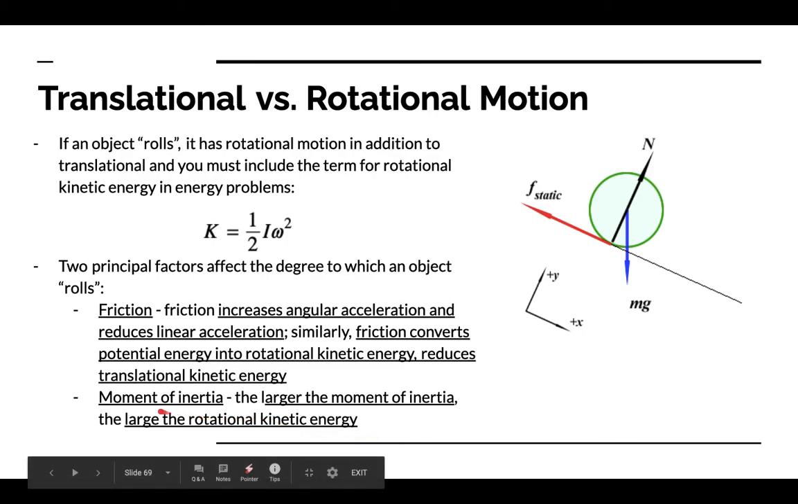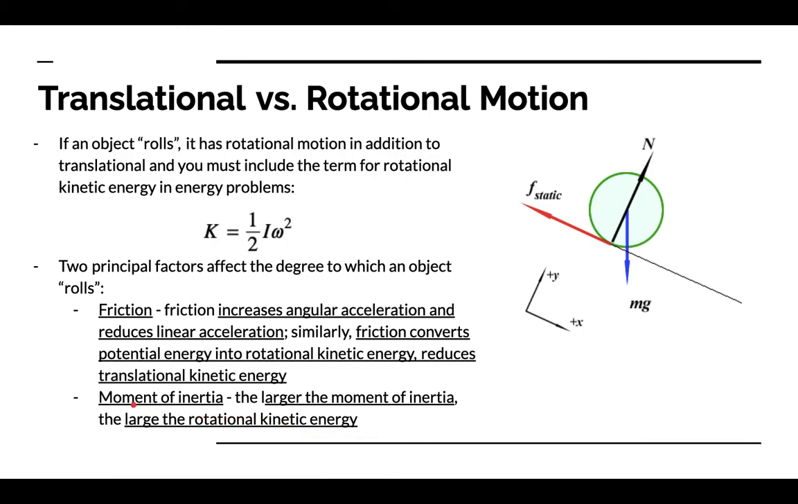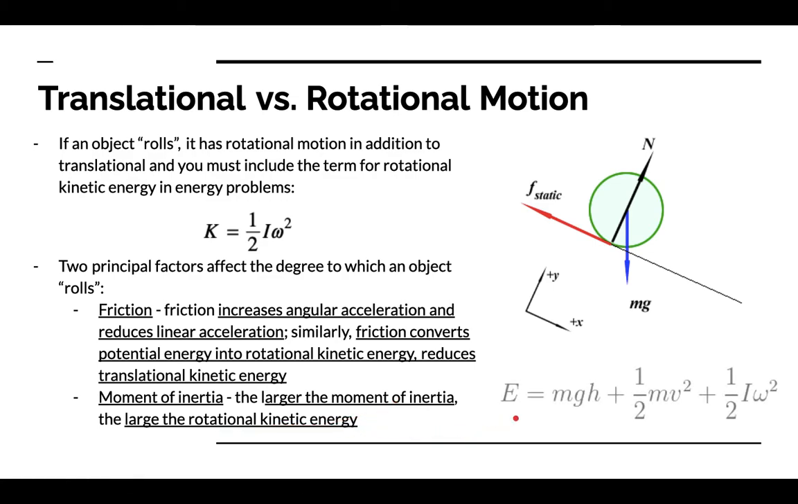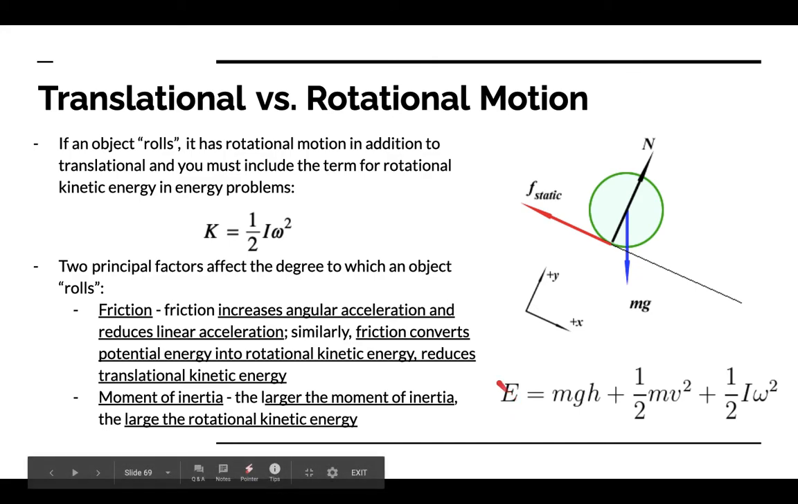The other factor is the moment of inertia. The moment of inertia for different objects is always different. It's not the same as mass. We can have two objects of the same mass that have different moments of inertia. So as a result, the larger the moment of inertia for an object, the larger the rotational kinetic energy. And then again, here's our energy term now with the rotational kinetic energy term thrown in.